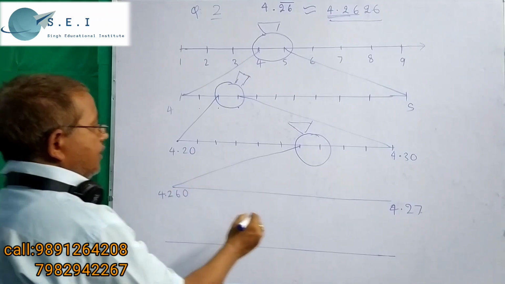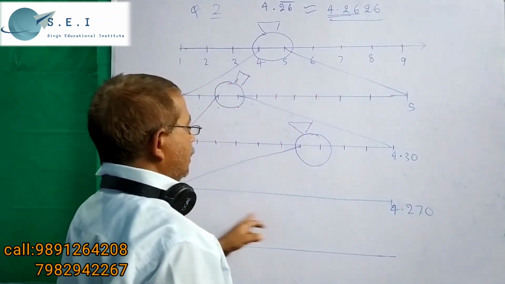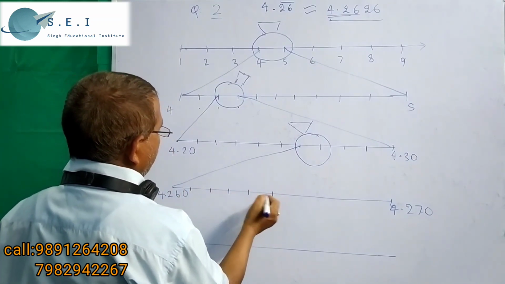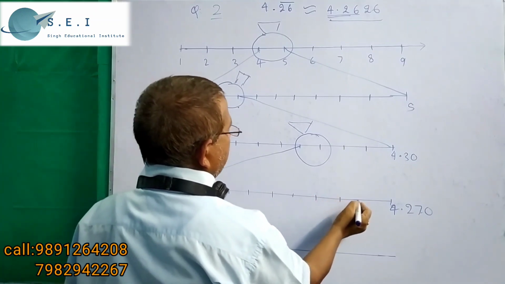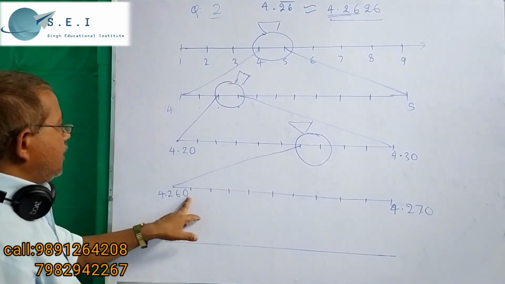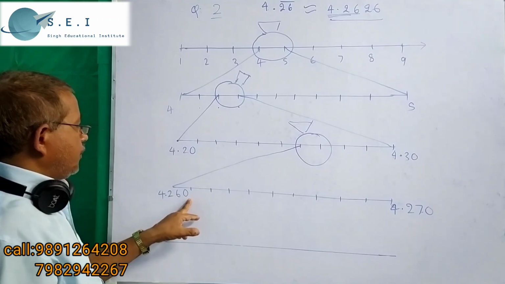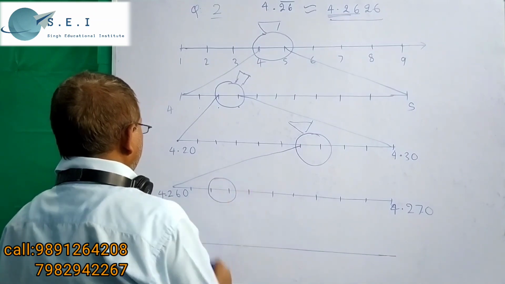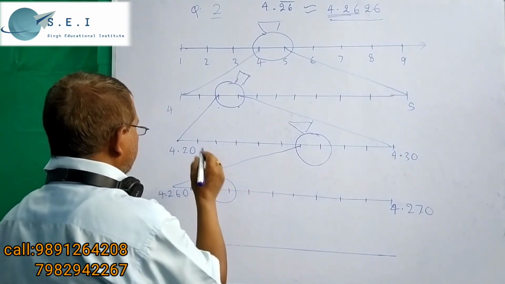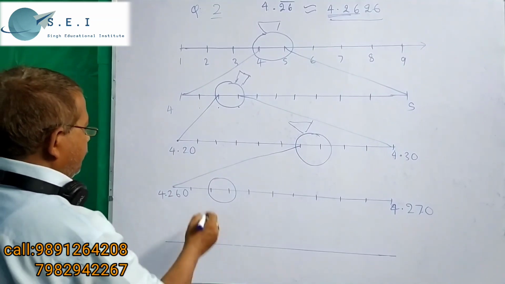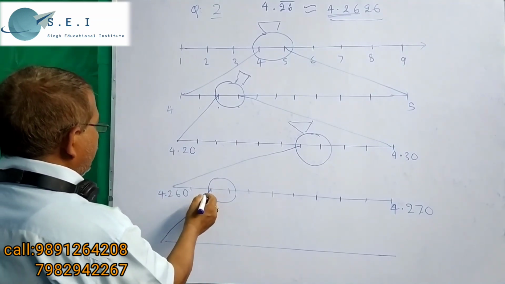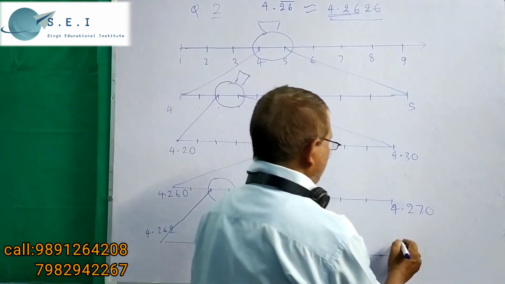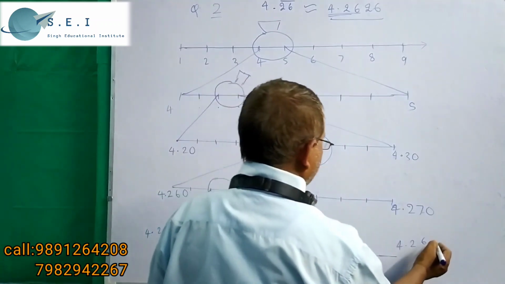Right here 0 and 0. Divide the whole interval into 10 equal parts: 1, 2, 3, 4, 5, 6, 7, 8, 9, and 10. This first point is 4.261, 4.262, and 4.263. So the given number is greater than 4.262 and lesser than 4.263. So magnify this: 4.262, this is 4.262, and this is 4.263.